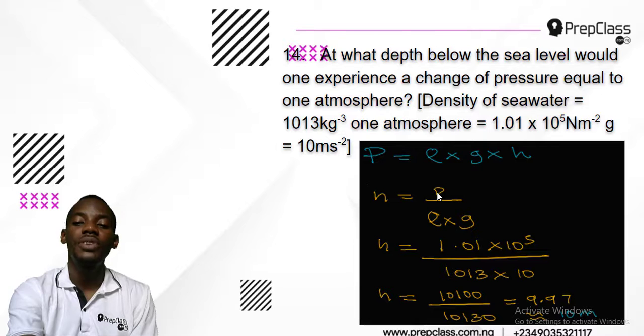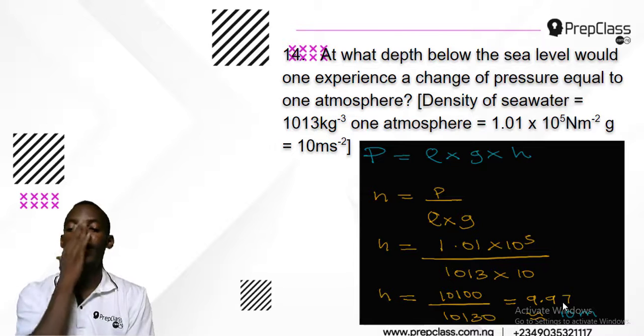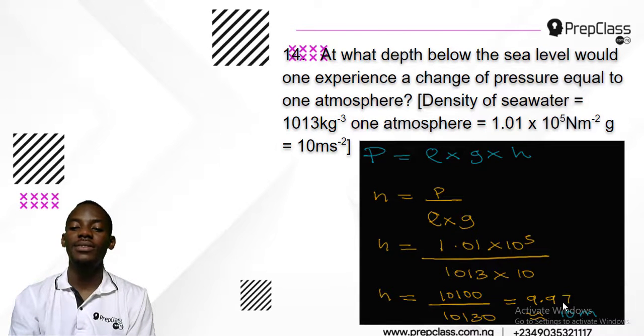Okay. Now, what's the pressure in the question? 1.1 times 10 to the power 5. Over the density is 1013. Then the G is what, 10. So if I solve that, 1.1 times 10 to the power 5 will be 10,100 divided by, if I multiply the one below, I'll be getting 10,130. If I divide that, I will be getting 9.97, and that is the answer to that question.